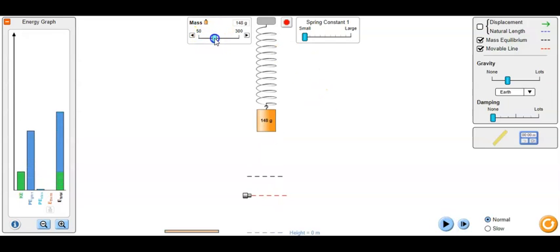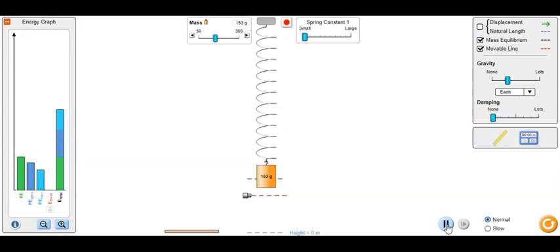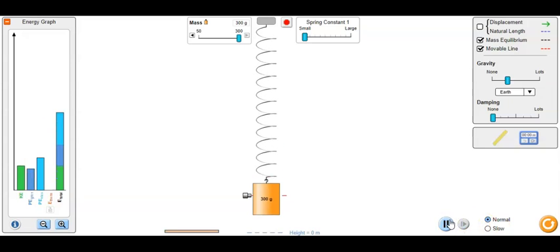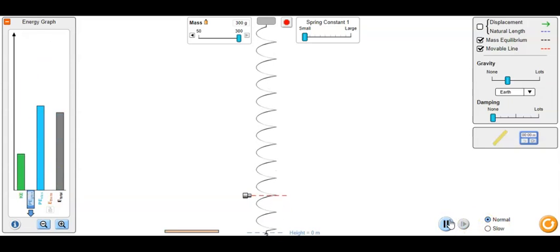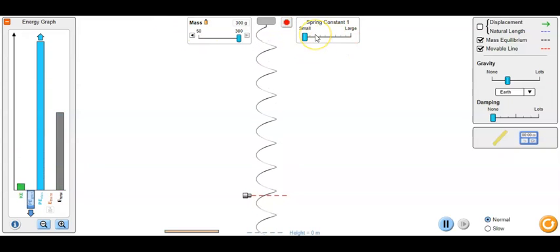Let's increase a little more, say to around 150. Much slower. And finally, let's just go for it all. 300. Very slow. We increased the mass. We retained the spring constant. And this matches our numerical findings.